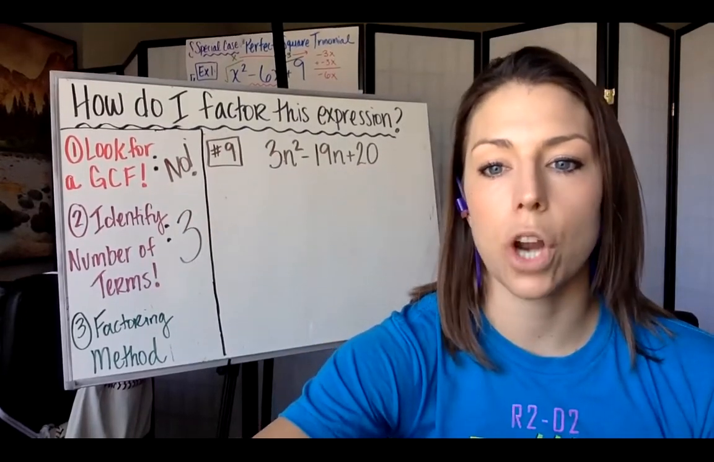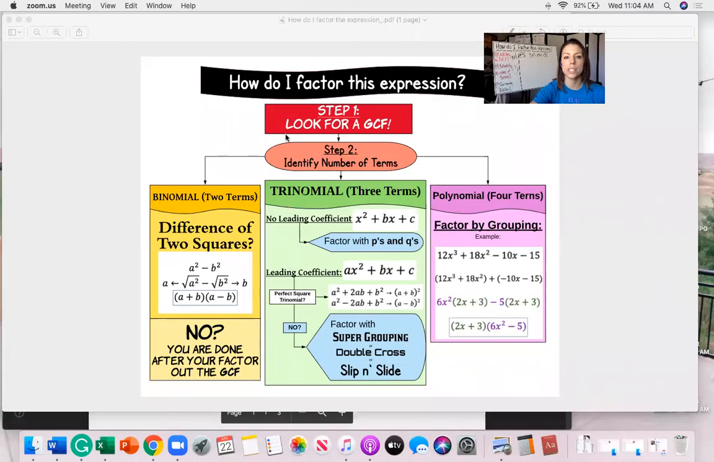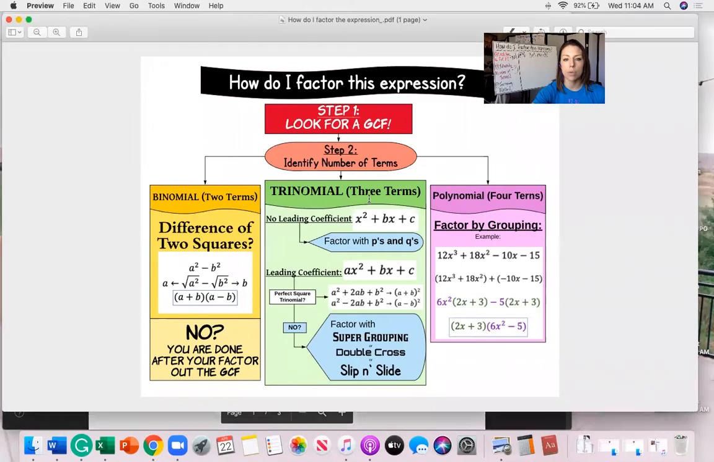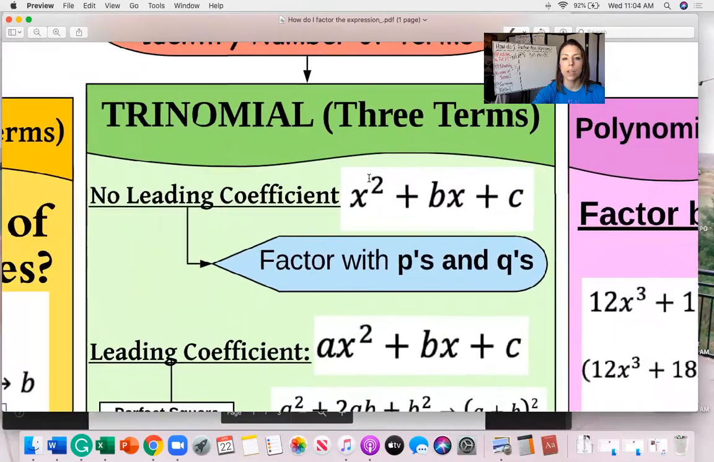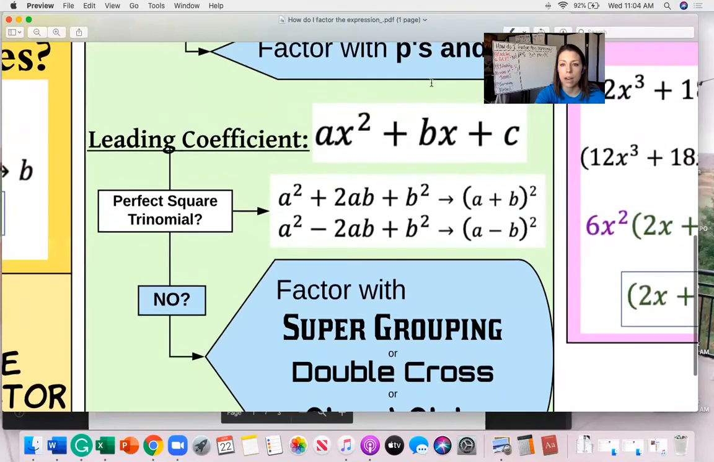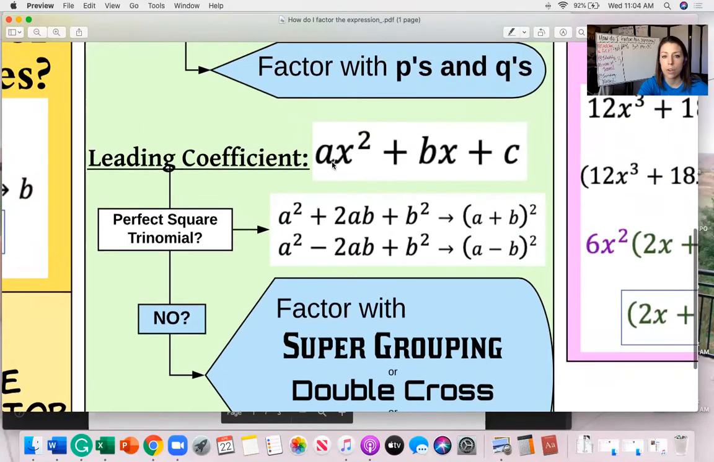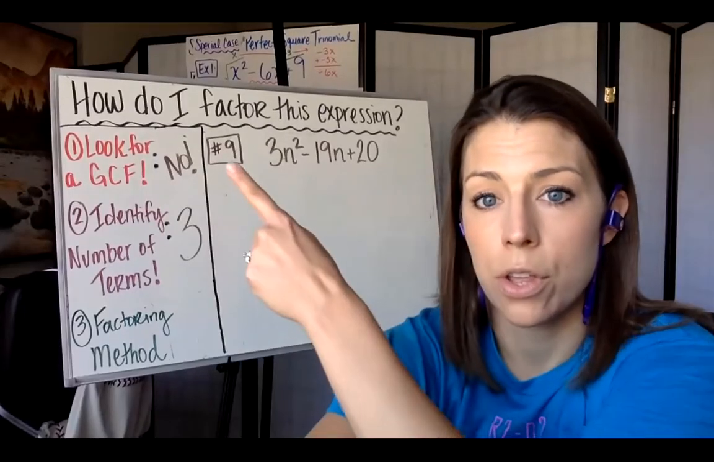So let's take a look at our flow chart. All right, there was no GCF. We identified it as having 3 terms. So remember, when it's a trinomial of 3 terms, you're looking for, does it have a leading coefficient? Looking at my expression here, I noticed that this has a leading coefficient of 3. So I'm not going to use P's and Q's. P's and Q's is only the method that you can use if there is no leading coefficient. See how there's no number here in front of x. So we're going to scroll down here. We know that there is a leading coefficient. The leading coefficient in this example is a. In our example, it is 3.